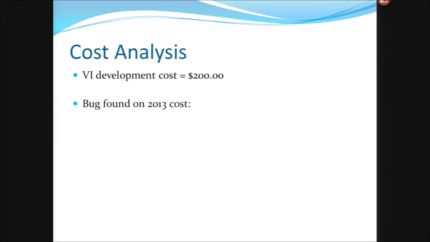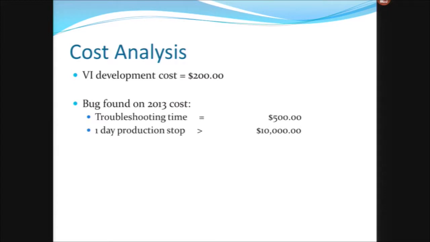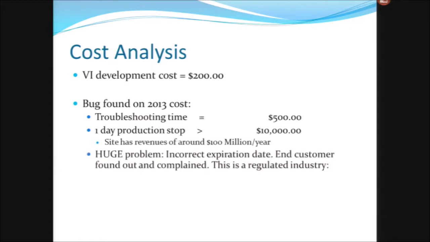So cost analysis. VI development cost, let's say $200. Finding the bug in 2013, troubleshooting time, let's say $500. 1 day production stop, more than $10,000. The site has revenues of around $100 million a year. This is a huge problem. Incorrect expiration date, end customer found out and complained.